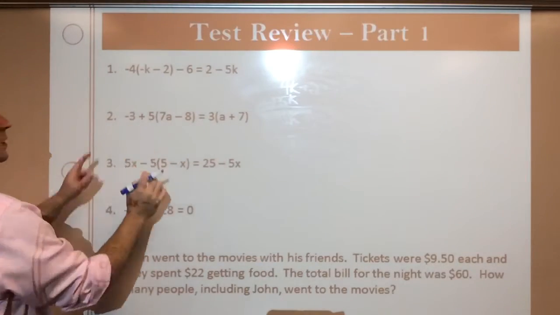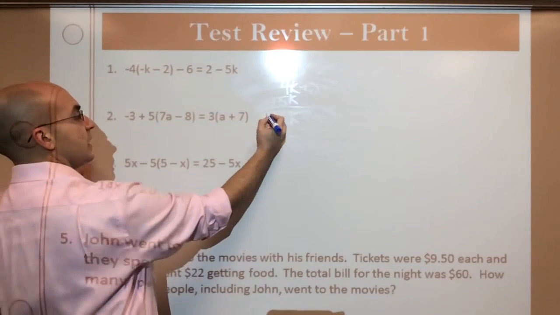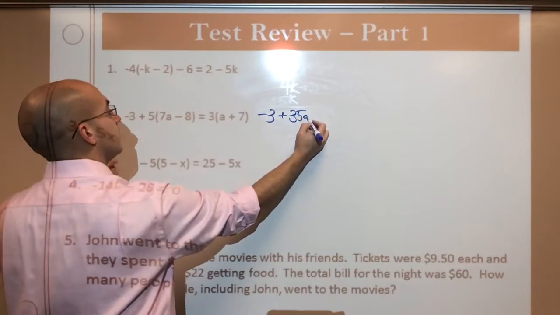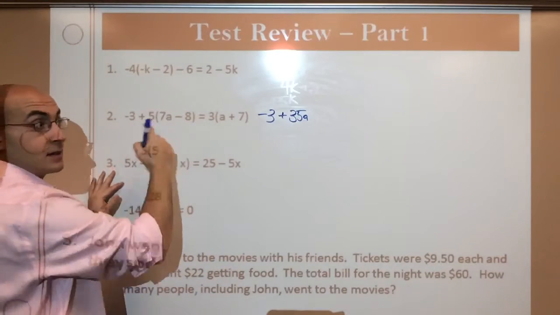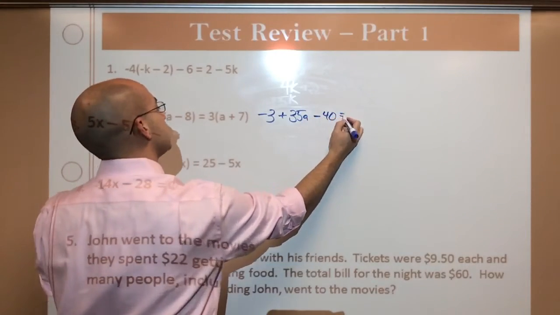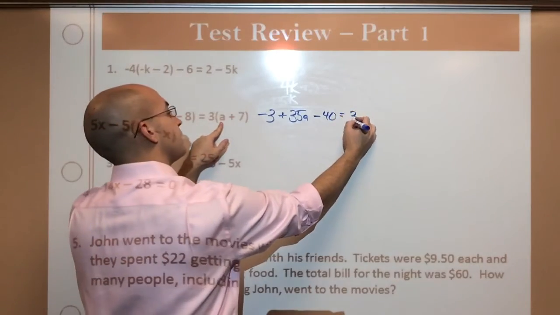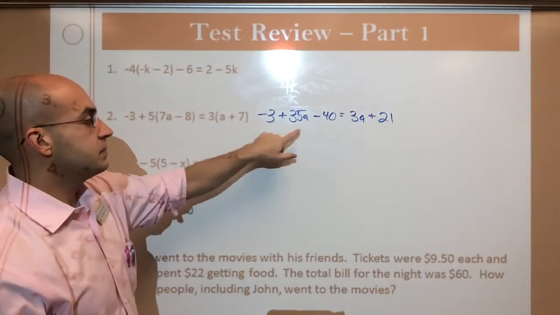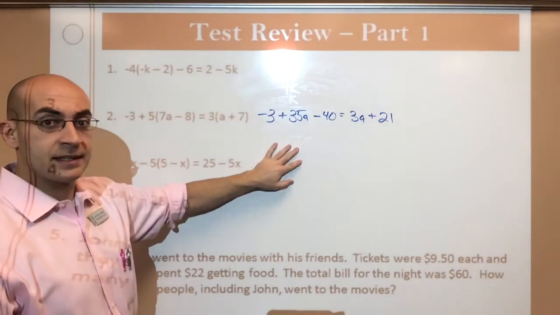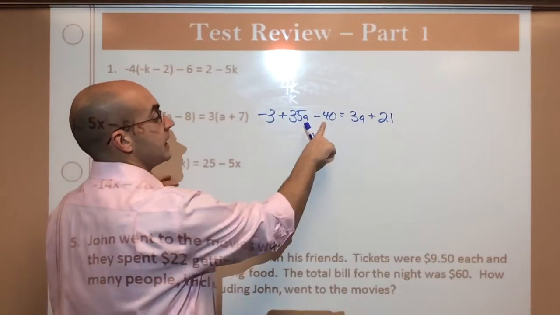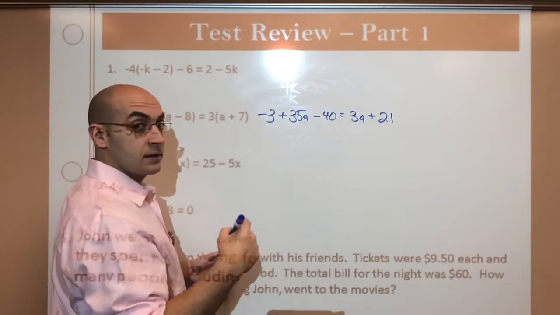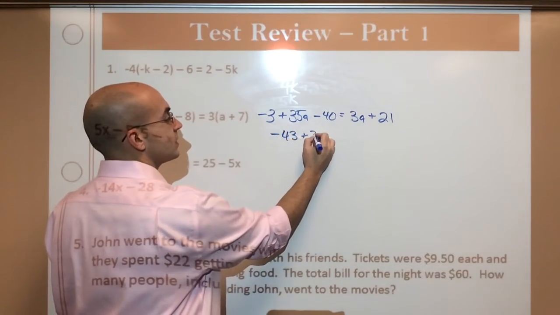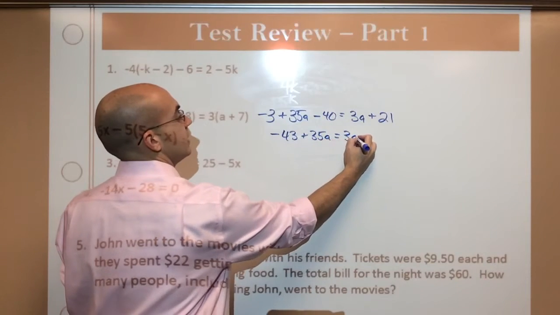Number 2. Got some double distributive going on here. So the -3 I can't do anything with. 5 times 7a gives me 35a. 5 times -8. Right? 5 times -8 gives me -40. And that's going to equal 3 times a and 3 times 7. Okay. Make sure you can do some combining before you drop anything down, and I can here. I've got a -3 and a -40. Both are negative, which means I add them. Right? Same signs, add and keep. So -43 plus 35a equals 3a plus 21.